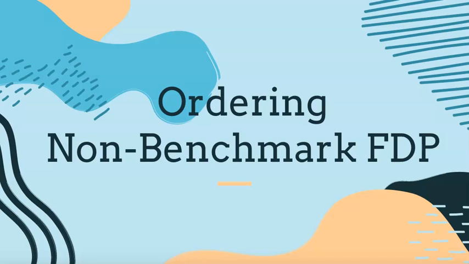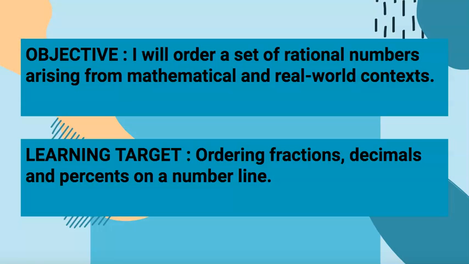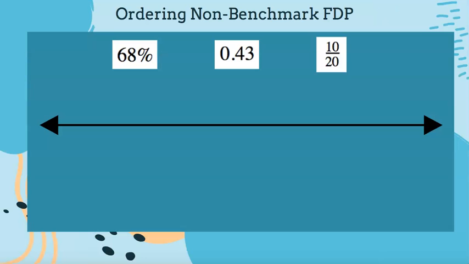In this video, we are going to look at ordering non-benchmark fractions, decimals, and percents. So our objective is going to be, I will order a set of rational numbers arising from mathematical and real-world contexts, and our learning target is ordering fractions, decimals, and percents on a number line.